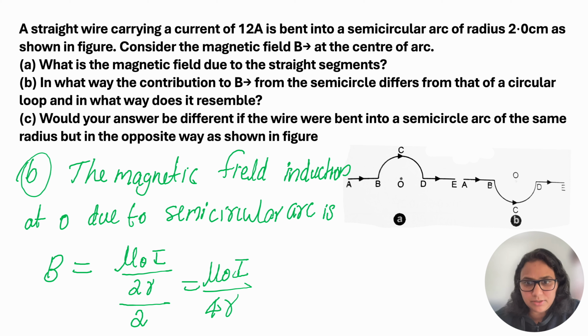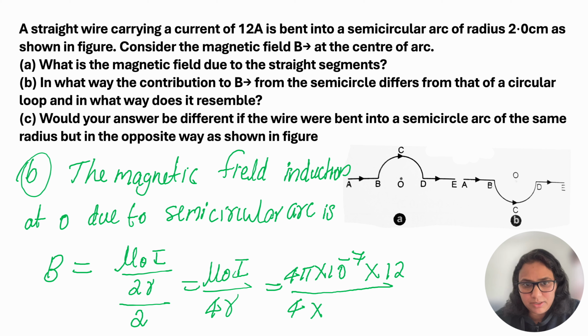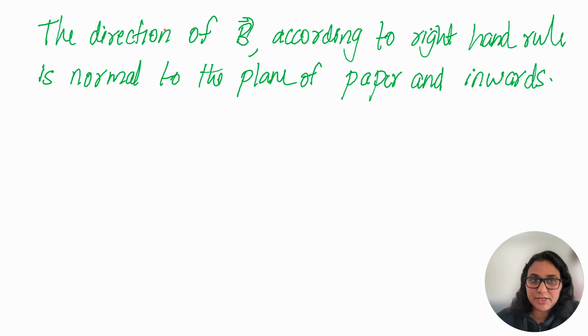Substitute the values: 4 pi into 10 power of minus 7, into 12, divided by 4 into r. r is given as 2 centimeters, so convert into meters: 2 into 10 power of minus 2. When you substitute the values, you get the answer as 1.9 into 10 power of minus 4 Tesla. The direction of the magnetic field B according to the right hand rule is normal to the plane of the paper and inward.